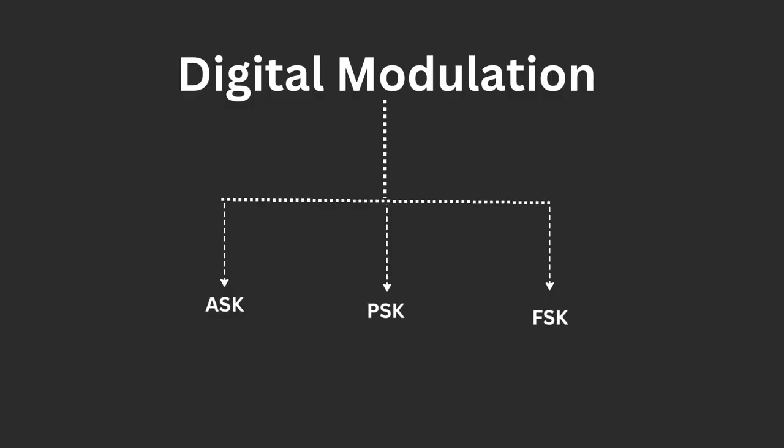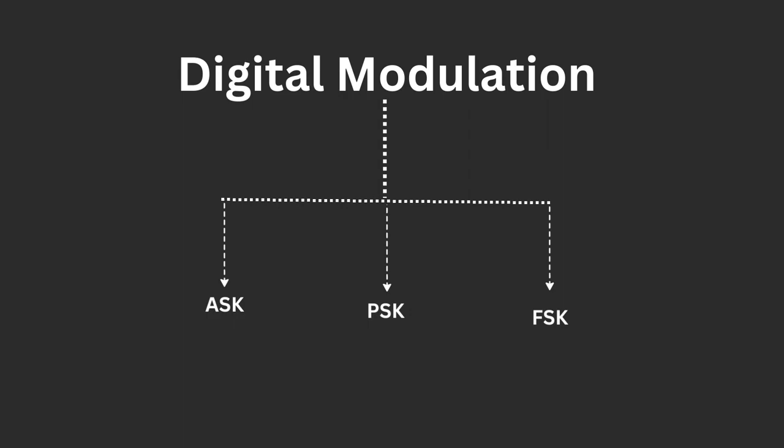This is the process of encoding a digital information signal into the amplitude, phase, or frequency of a transmitted signal. Similar to analog modulation, digital modulation has three types: amplitude, frequency, and phase shift keying. The major difference between analog and digital modulation is that the modulating signal is now a digital signal.